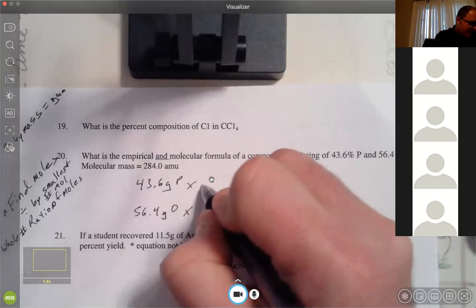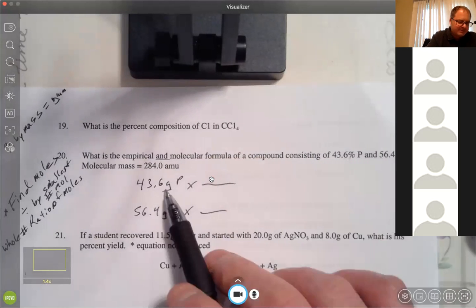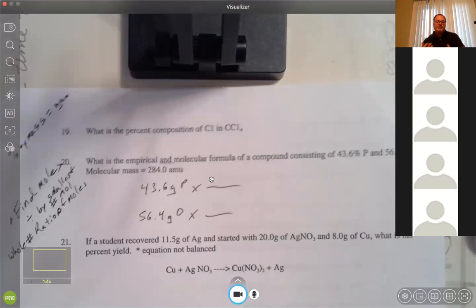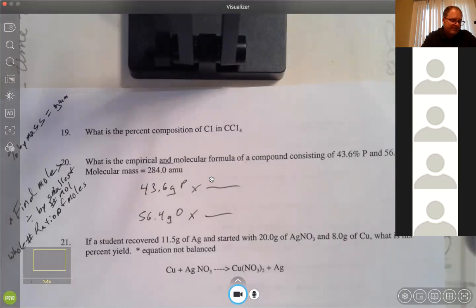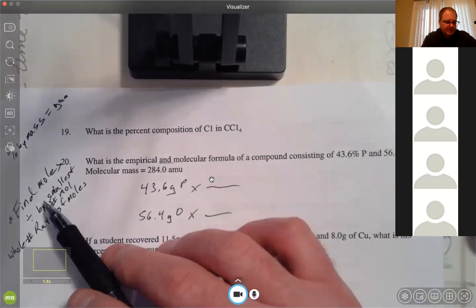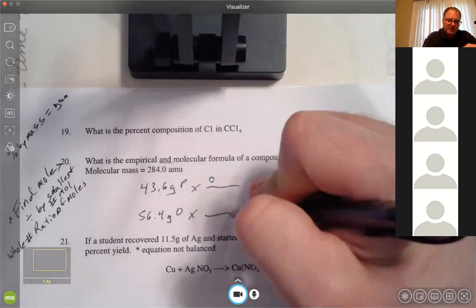We then, as I said, find the moles. If they said grams here, then you would just say, okay, grams to moles. If they said atoms, I would go atoms to moles. They're shortcuts, but if you just find the moles and divide by the smallest number of moles, just get to moles. Don't try to memorize other little things.